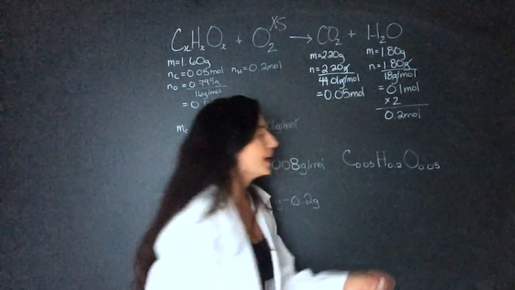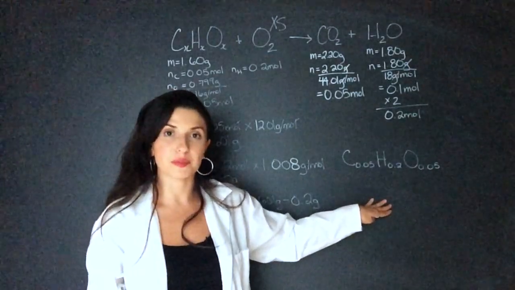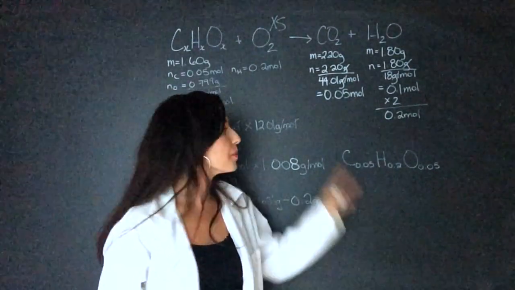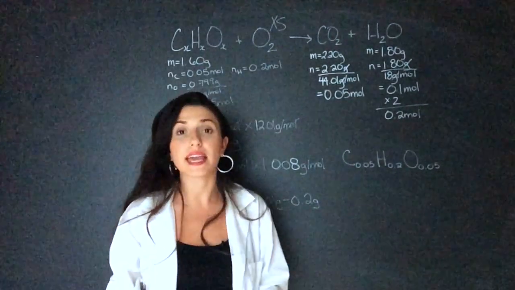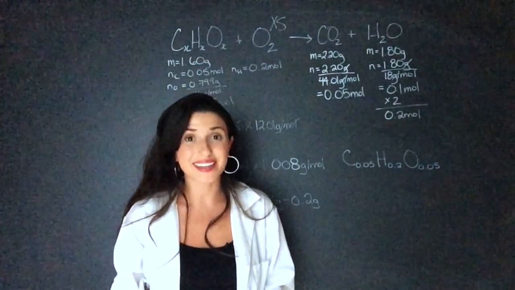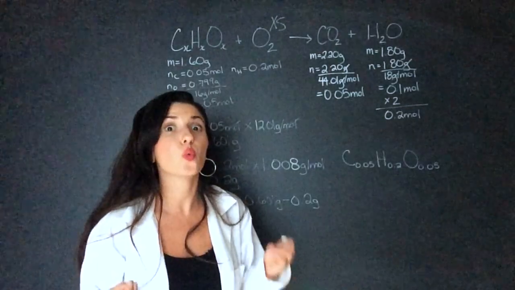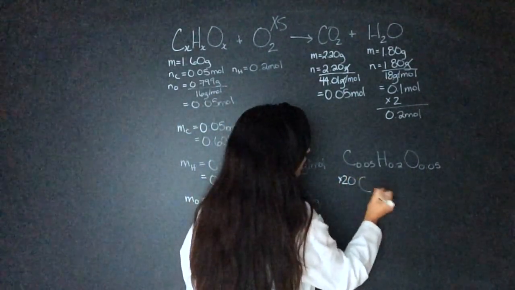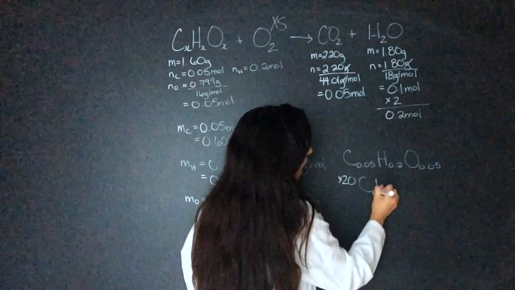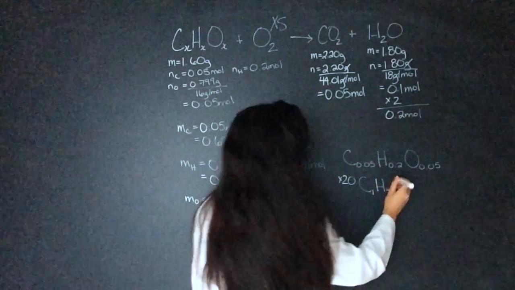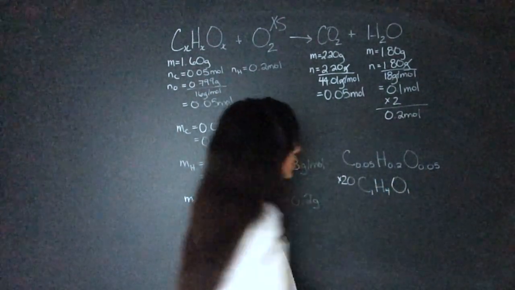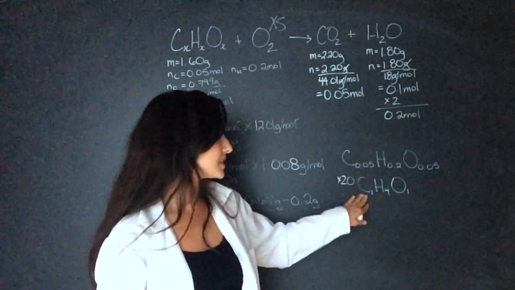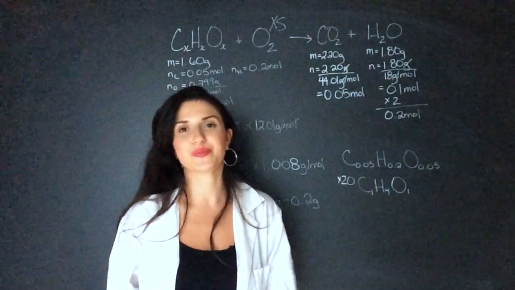Now remember, with empirical formula, I cannot round this number. I have to multiply these numbers until I get whole numbers. And what I had to do was multiply by 20. So when I multiplied by 20, I got carbon to be 1, hydrogen to be 4, and oxygen to be 1. So that is the empirical formula of this molecule, CH4O.